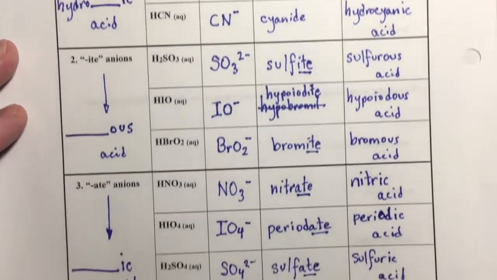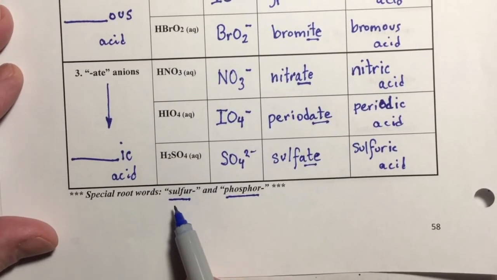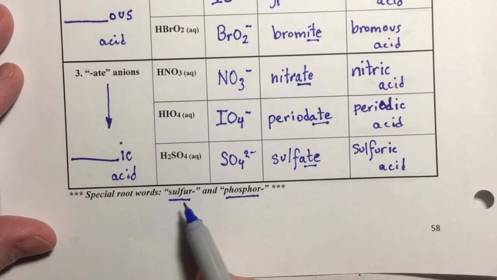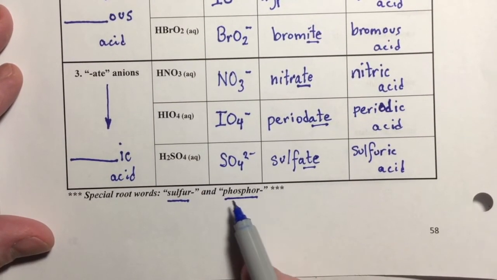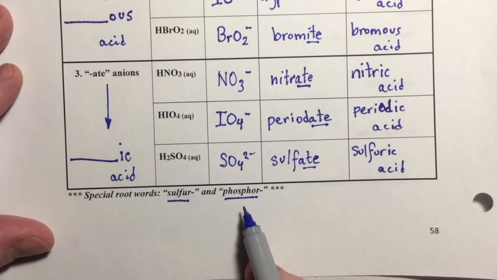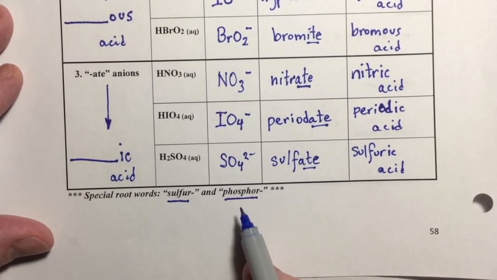Okay? Last comment is to remember special root words, sulfur and phosphor. So keep those in mind as you think about the root words that you need to use for acids that are based on anions that contain sulfur or that contain phosphorus.